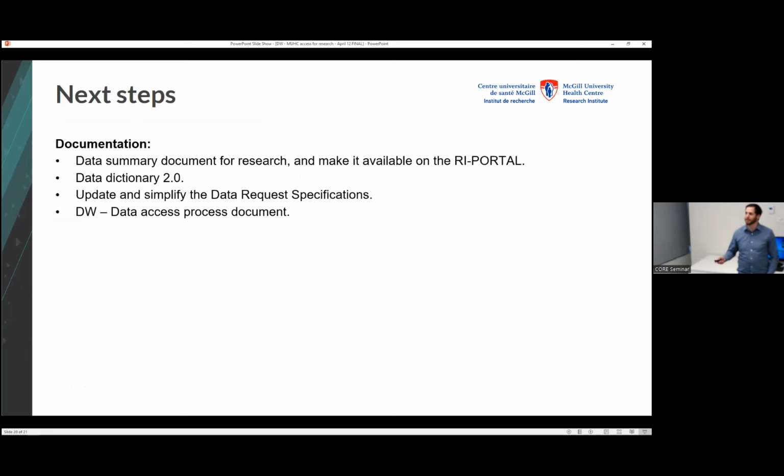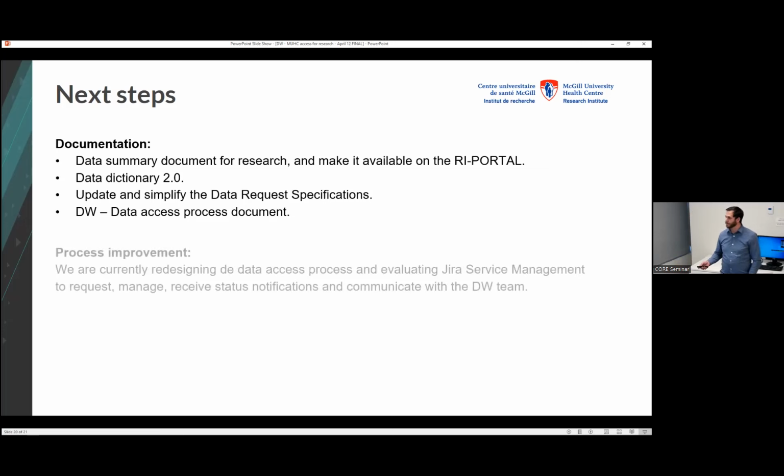So basically, next steps about documentation is to create a data summary document. It's very similar to the information that I show in these slides, but create a document and make it available in the portal, and create a data dictionary 2.0 that we're also working on. Update and simplify the data request specification and data access process document. Try to write all this process to access the data.